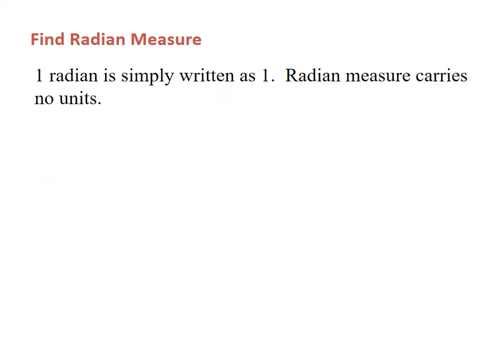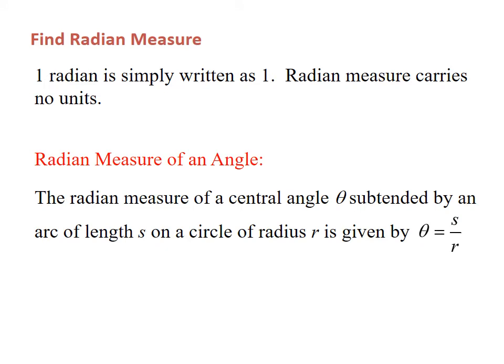So 1 radian is simply written as 1, so it really doesn't have any units. This here was explained on the previous slide.